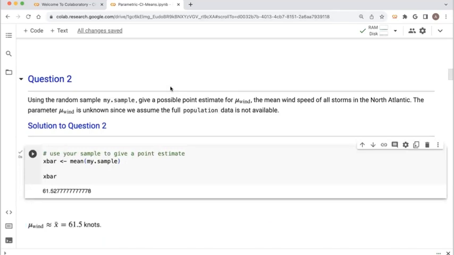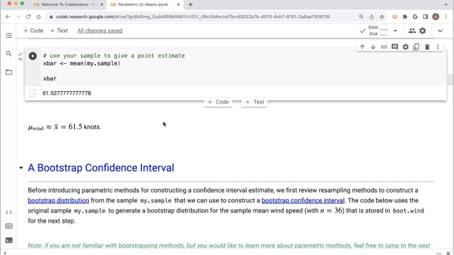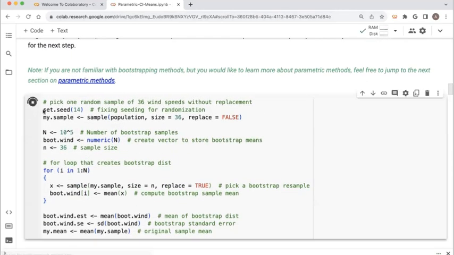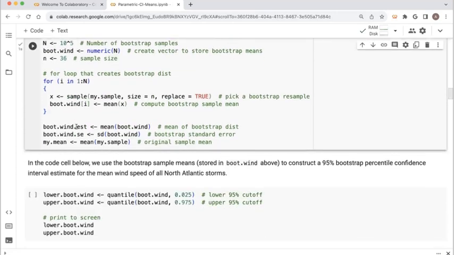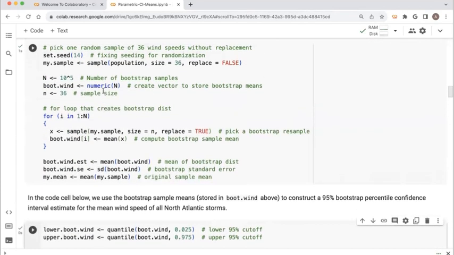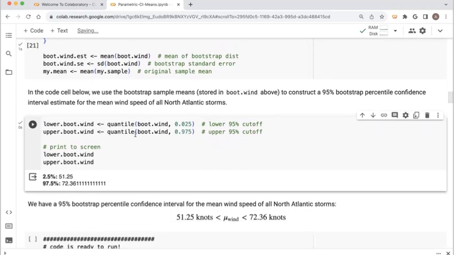Before discussing how we can use the central limit theorem to construct a confidence interval, I want to first quickly go through the code that could be used to generate a bootstrap percentile confidence interval so that we can compare our result using the central limit theorem to the previous bootstrapping methods that we've been using. So I'm just going to run the code. The point is just to generate a bootstrap distribution. So this first code cell above is generating a bootstrap distribution for the mean when we pick samples of size 36. And then this code cell is pulling off the cutoffs for a 95 percentile confidence interval.